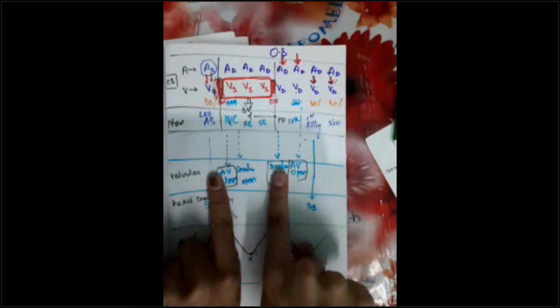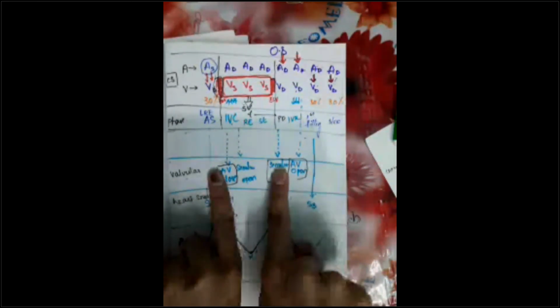Between my first heart sound, which is due to AV closure, and my second heart sound, due to semilunar closure, what event of the cardiac cycle is taking place? They're replying ejection phase, systole. Guys, excellent: ejection phase, systole and systolic volume.